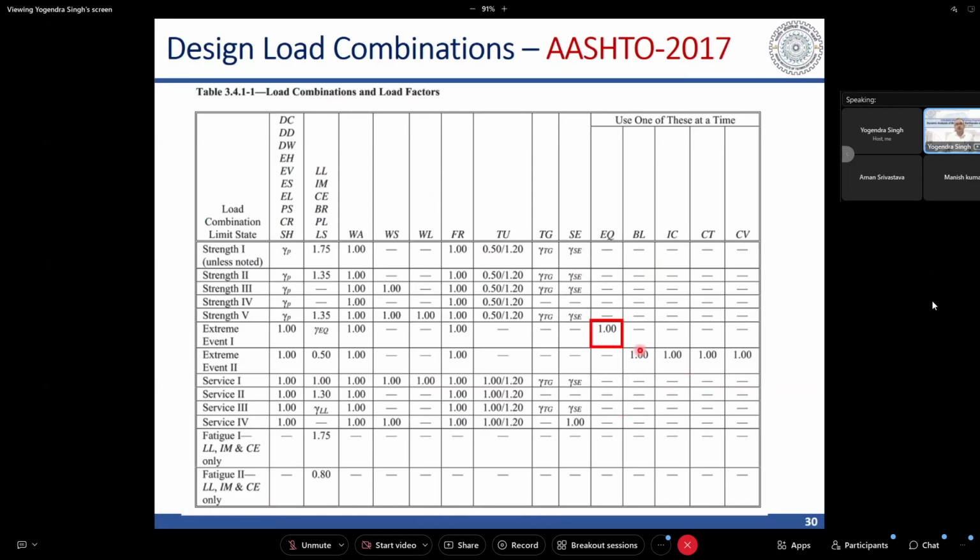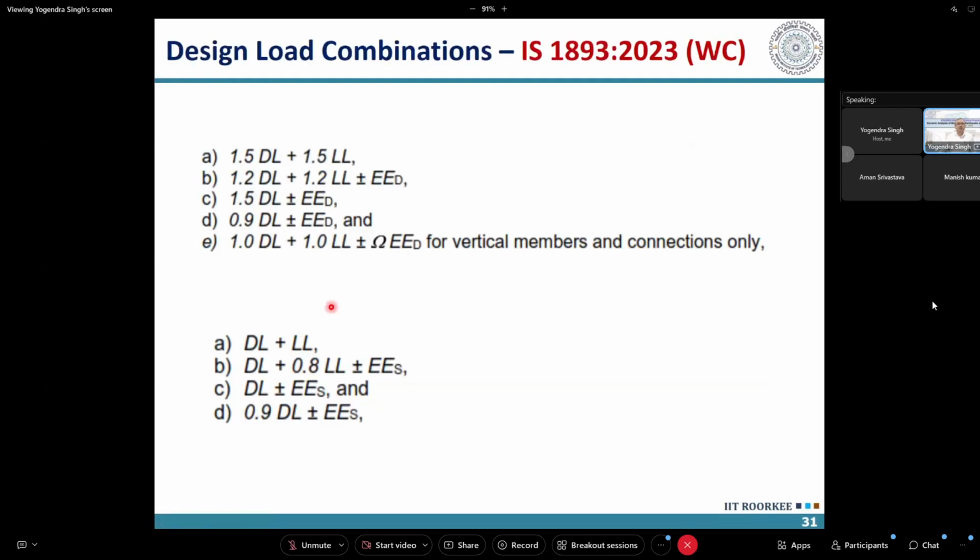Similarly, ASTO is also giving the load factor for earthquake load as 1. But in our current code, the factor for earthquake is 1.5, and this has been done away with in the draft under circulation, because it is based on PSHA, and there the response spectra are defined directly for DBE and MCE. So there this load factor has been done away with, and you can see here also the earthquake load factors are 1. This is in IS 1893 2023, possibly. It has not yet been published, so I'm just expecting that it will come in 2023. It is currently in wide circulation.